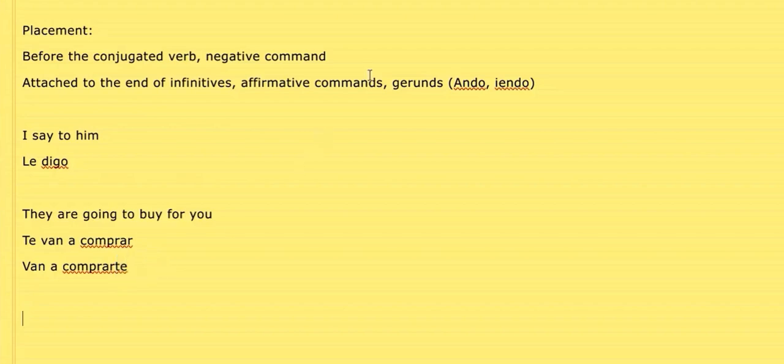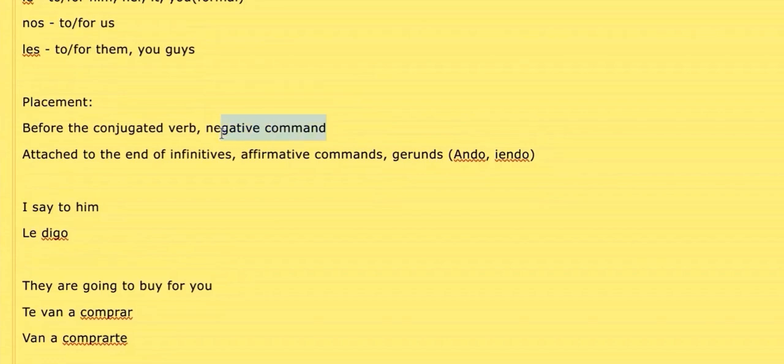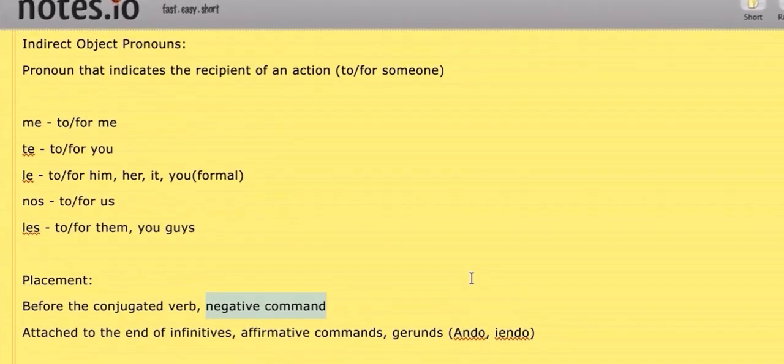And then real quick to note, you can also go watch my videos on commands if you want to learn a little bit more about this. Not really going to dive into this in this video, but you can see negative commands, it's going to go before them, and then affirmative commands, it's going to go attached at the end. It's kind of a weird quirk about Spanish, but anytime you're commanding someone not to do something, you have to put it before. Anytime you're commanding someone to do something, you're going to have to put it at the end. And then gerunds as well, going to go at the end, unless you want to put it before your form of estar. So overall, that's indirect object pronouns.